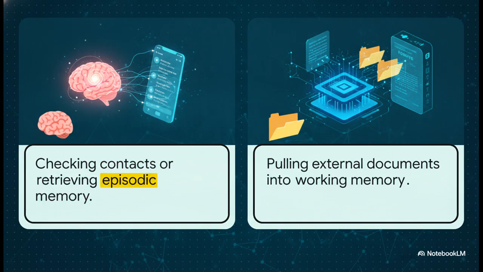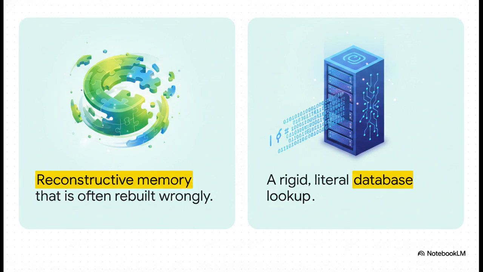Biologically, this is very akin to your hippocampus retrieving a specific episodic memory and feeding it straight into your prefrontal cortex for active reasoning. But where this analogy breaks down is in the sheer perfection of the recall. Human memory retrieval is a messy, highly associative, and reconstructive process. When we remember something, we are literally rebuilding the memory on the fly, which means we often rebuild it incorrectly.